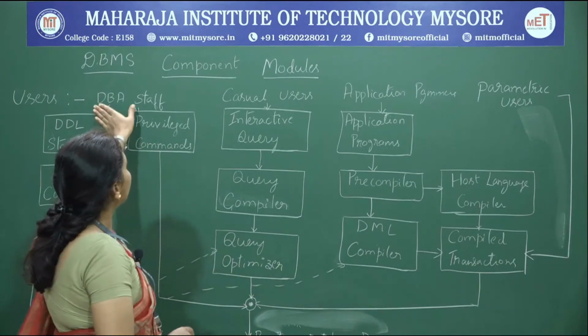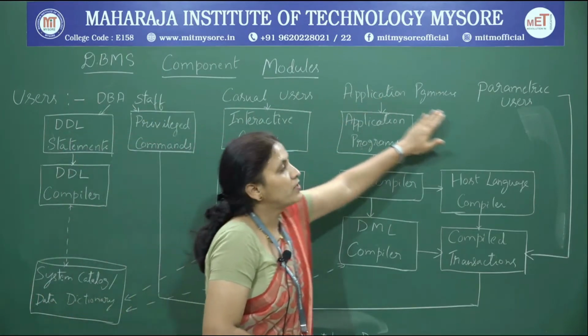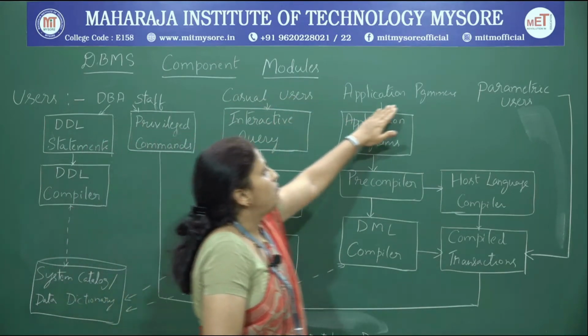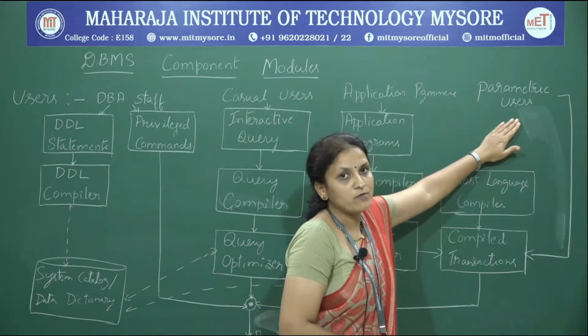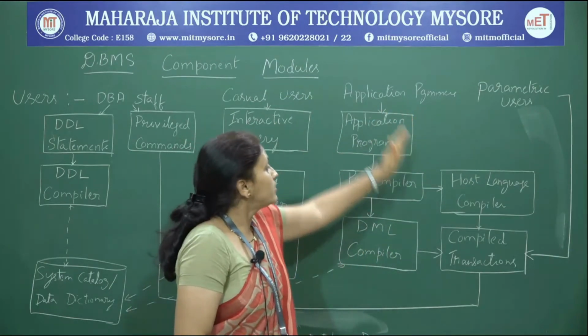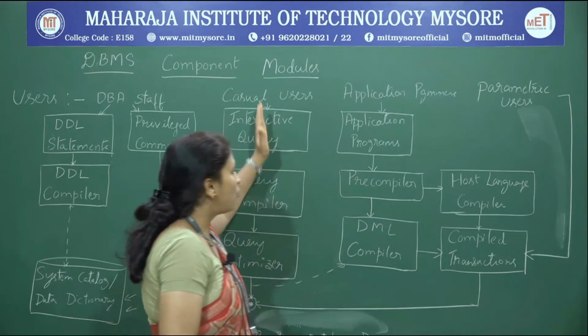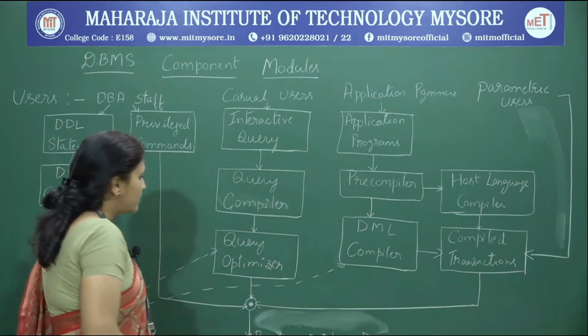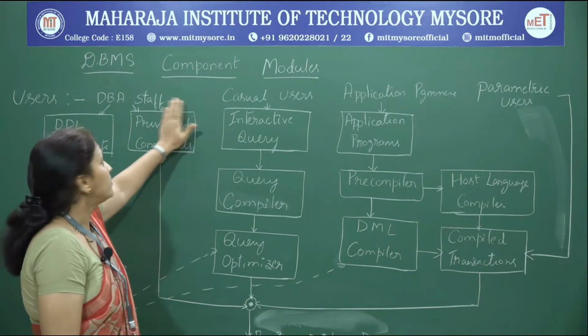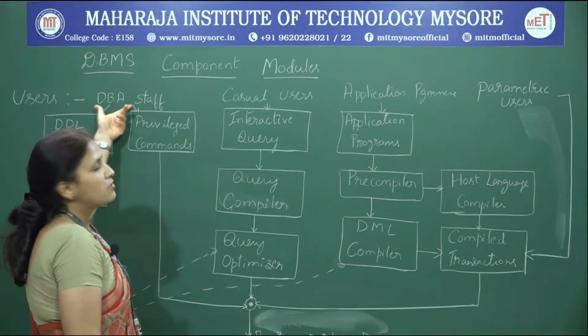Okay. Here we are addressing all categories of users. You can observe that we have addressed DBA, casual users, application programmers as well as parametric users. We have seen these categories of users already. For each category of users, we have a different flow in which that particular transaction will happen, right. The very first category that we are addressing is DBA staff, that is database administrator.